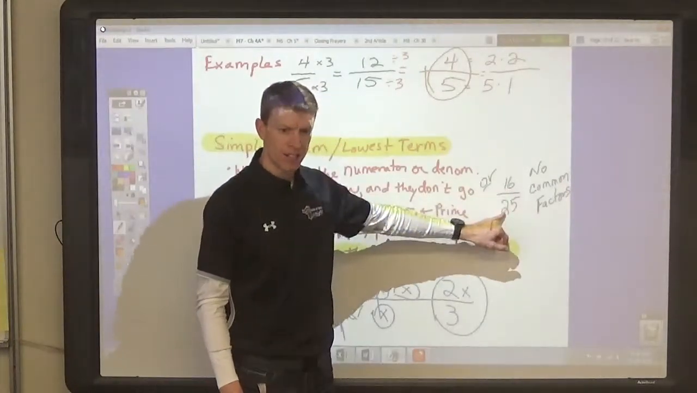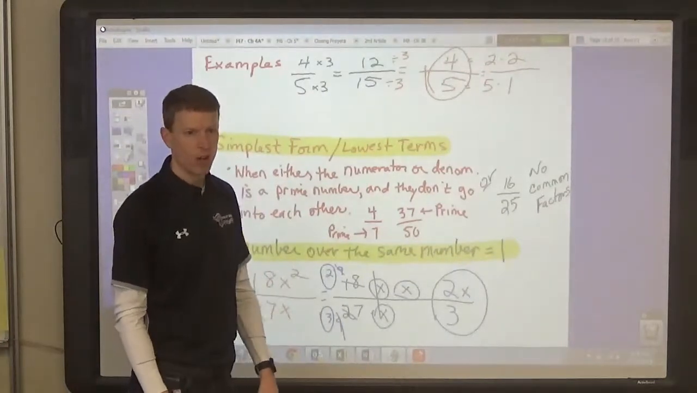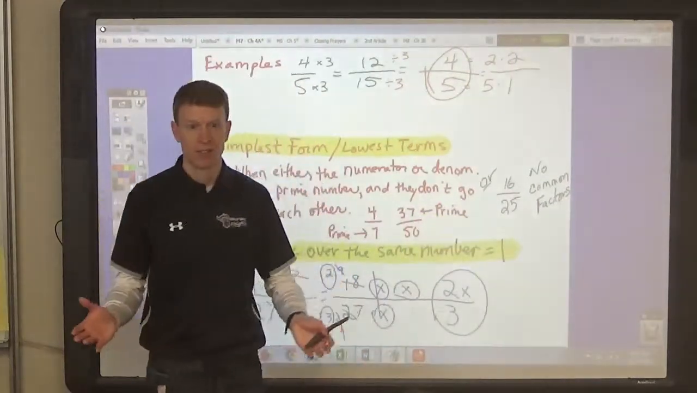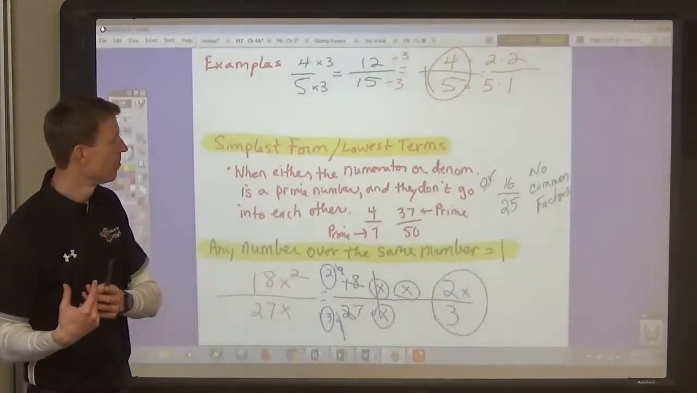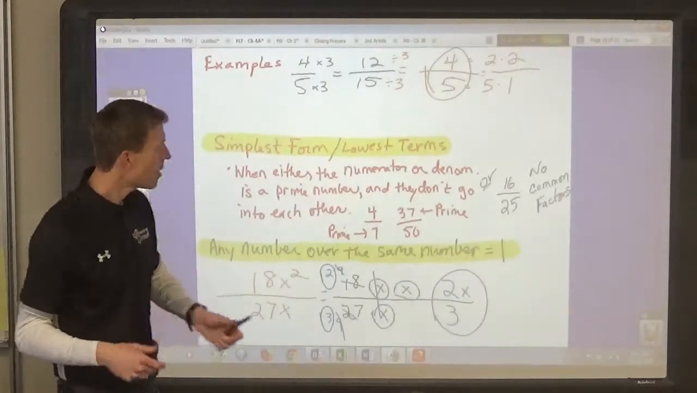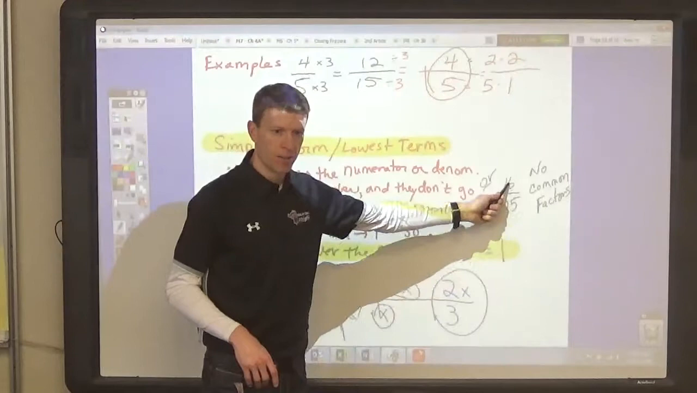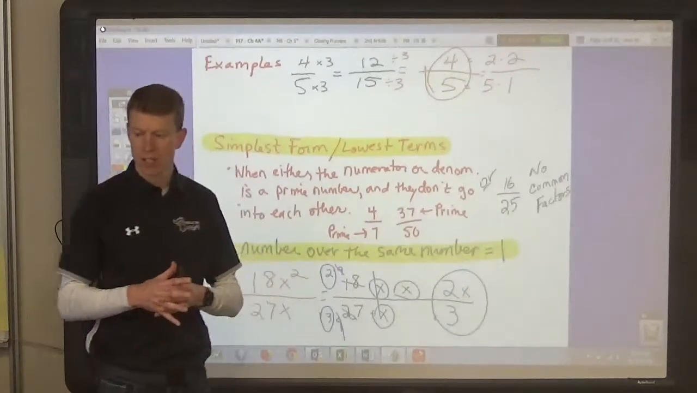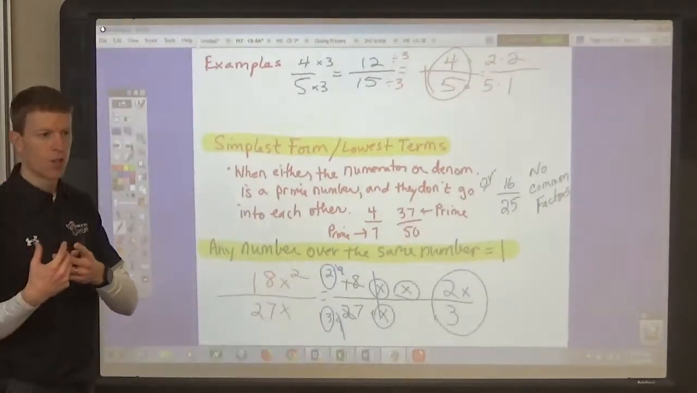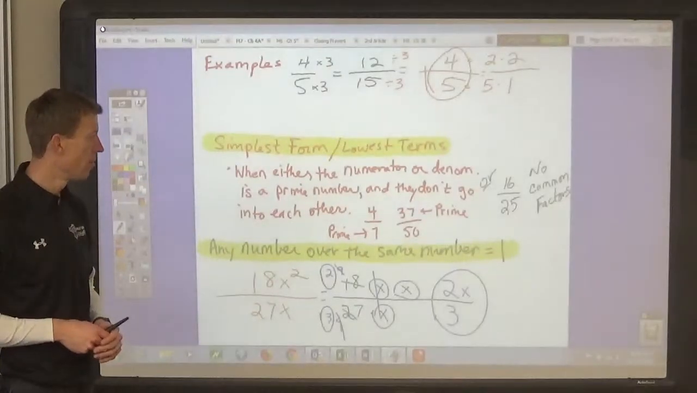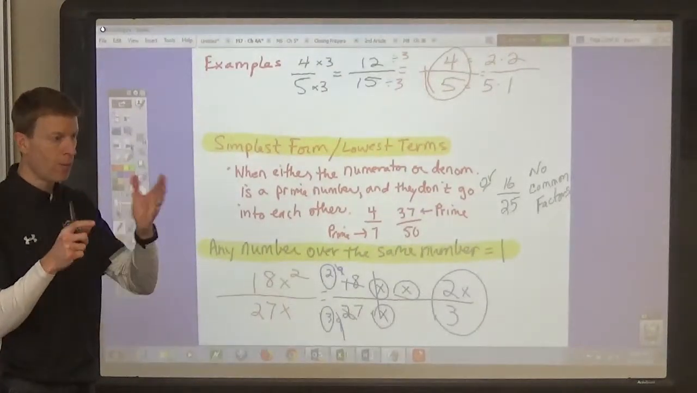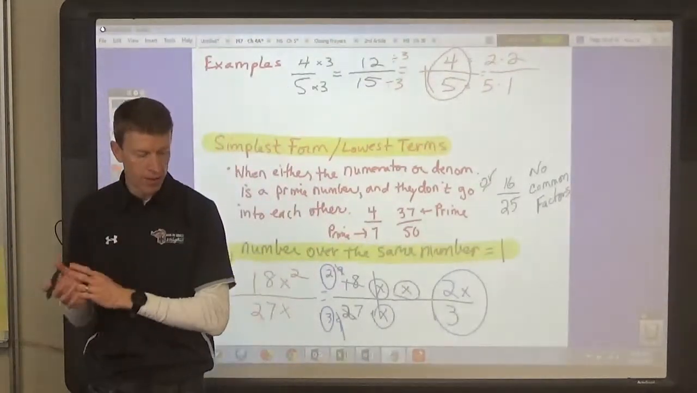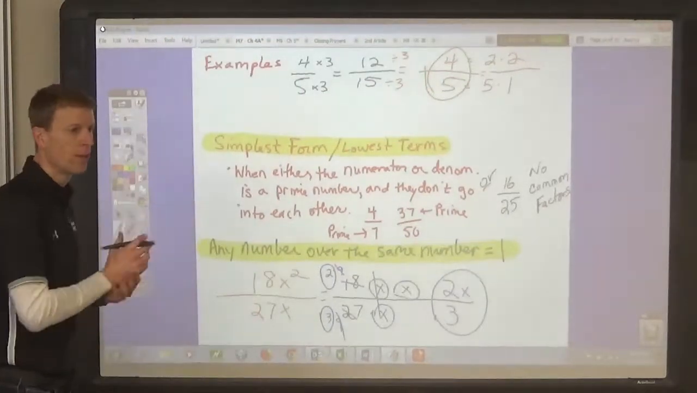16/25, are either of these prime numbers? No, they're not prime numbers, but they also do not have any common factors that you can factor out. Okay? And so, that is a fraction in simplest form because they don't have any common factors. When you're simplifying fractions, you're taking out the factors or the numbers that are in both numbers. Okay? That's where factoring comes in. What we just did, that's where it's really important to know what factors go into a number.